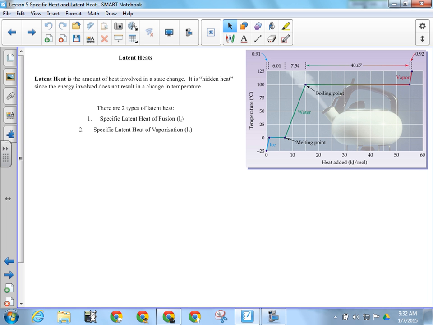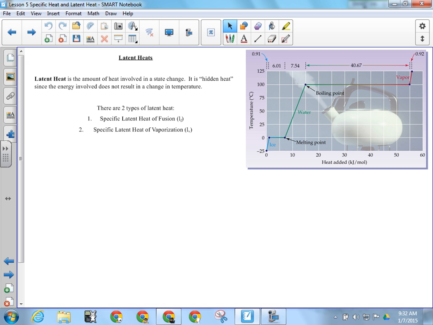Latent heat is potential thermal energy of a substance. When I change the potential thermal energy of a substance, its temperature doesn't change. What does change?